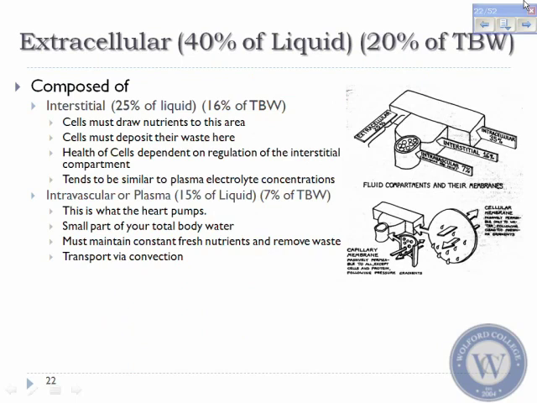The extracellular compartment is actually 40% of your liquid or 20% of your total body weight. It's composed mostly of the interstitial compartment, which is 25% of liquid, 16% of your total body weight. Cells must draw nutrients from this area, and cells must deposit their waste products here. So this is basically a compartment separating your cells from the actual blood vessel. Now, is this found everywhere in your body? The answer is no. The only place where it's not found is in your brain. That's the only place where you don't have this interstitial space.